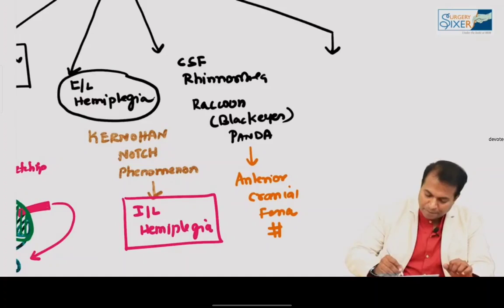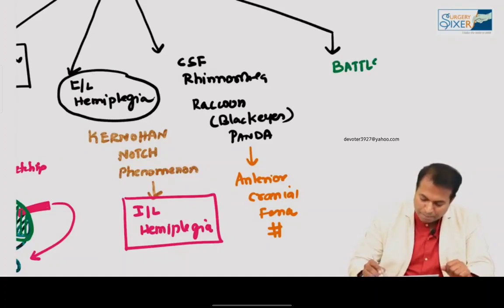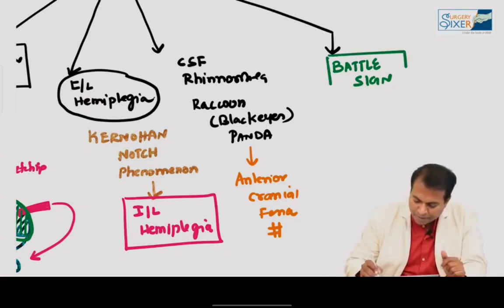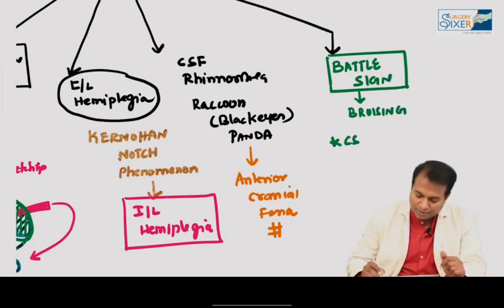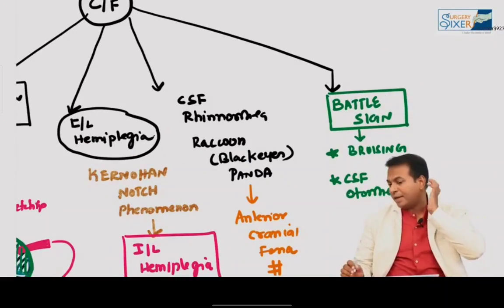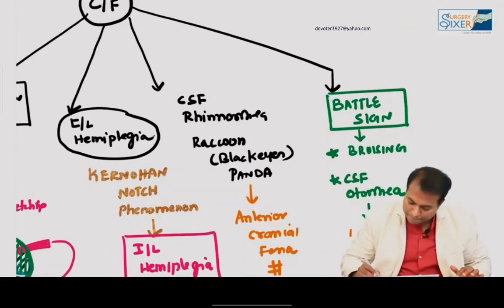Middle cranial fossa fracture causes one sign known as Battle sign. Middle cranial fossa fracture causes pigmentation on the mastoid process. Over here you get Battle sign. Bruising over the mastoid process is known as Battle sign. CSF otorrhea will happen. So Battle sign is bruising behind the ear. CSF otorrhea. All these are features of middle cranial fossa fracture.